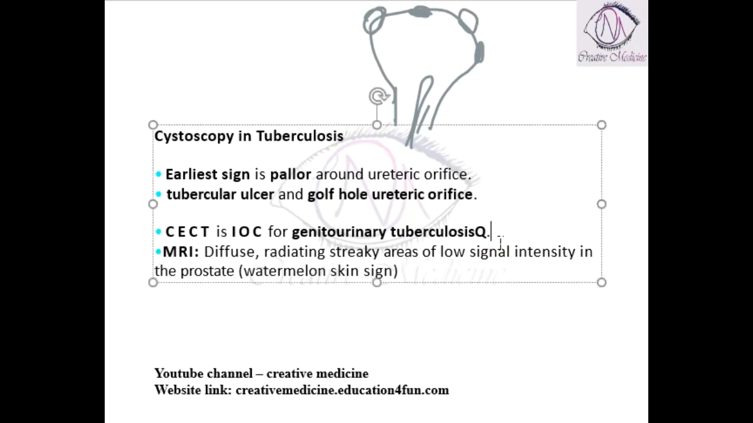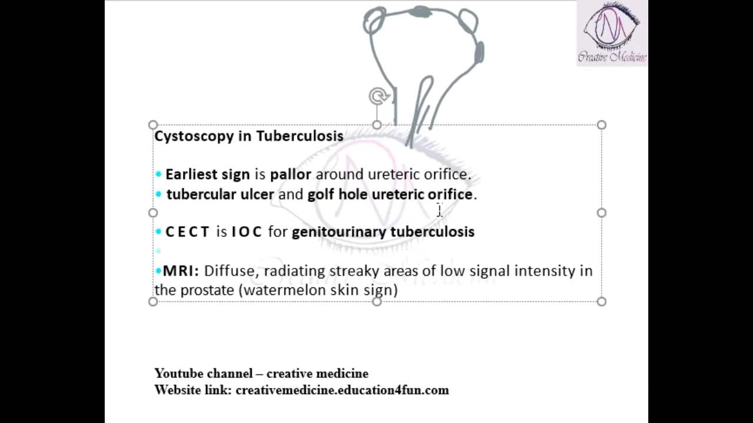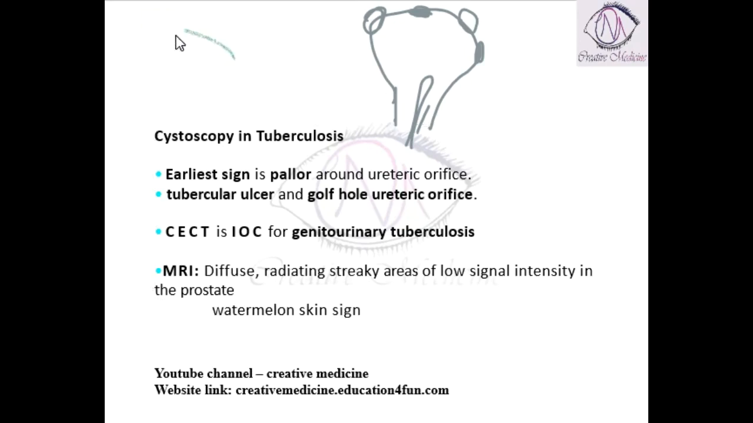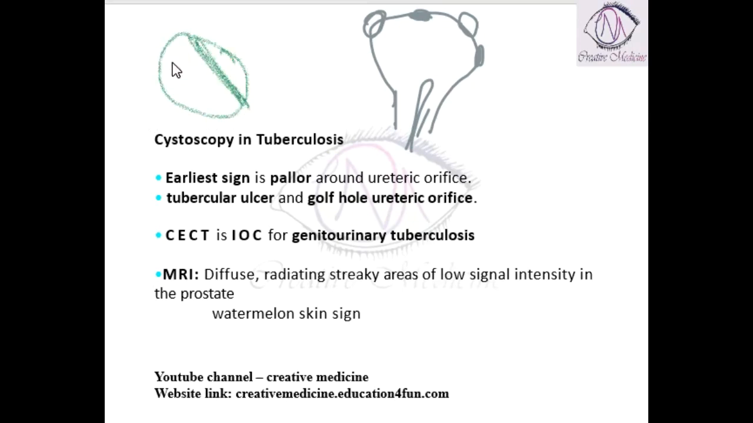CECT is actually the investigation of choice for genitourinary tuberculosis. So the investigation of choice for genitourinary tuberculosis is contrast enhanced CT scan. On MRI, you will see diffuse radiating streaky areas of low intensity in the prostate, that is, the watermelon skin sign. In the prostate you see diffuse streaky areas of lower intensities. There are high intensity areas and low intensity areas, which resemble watermelon skin. So it is called the watermelon sign.